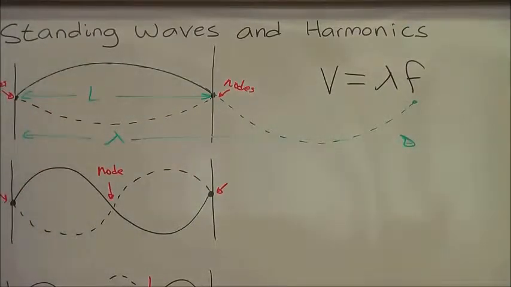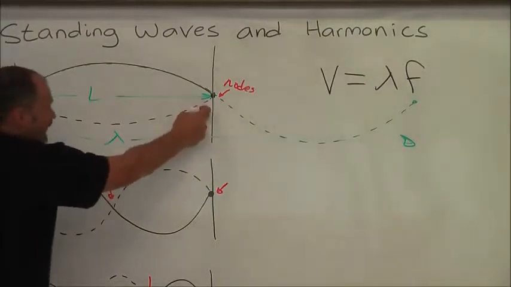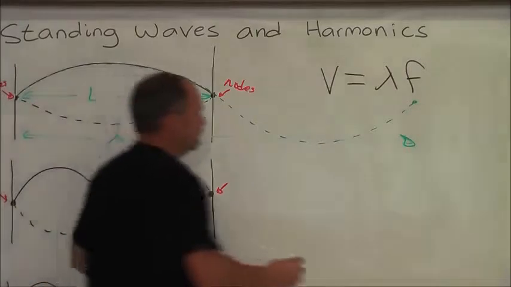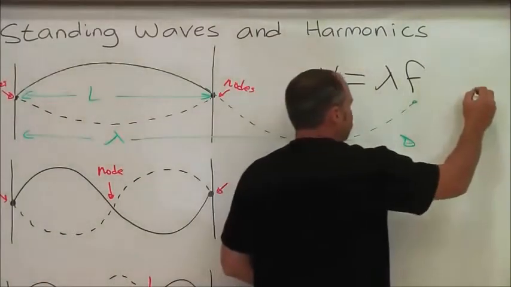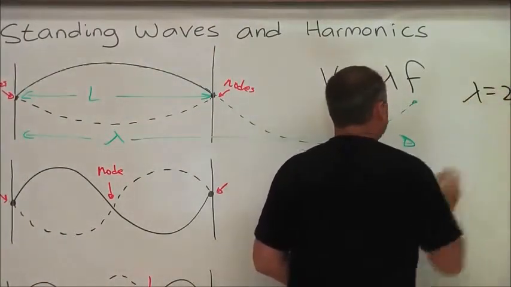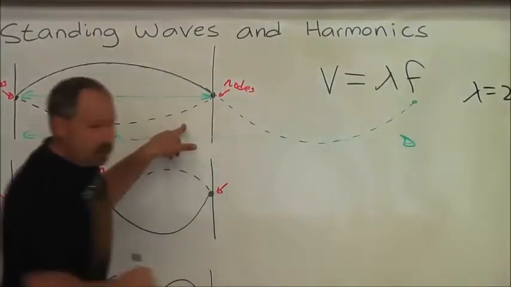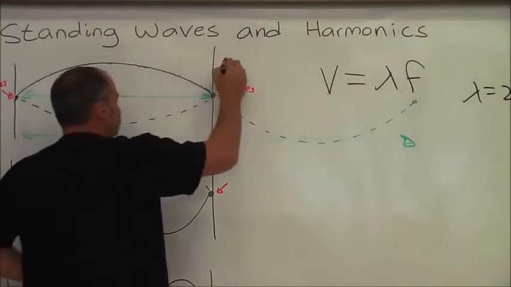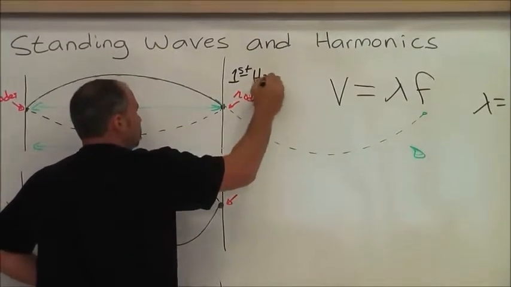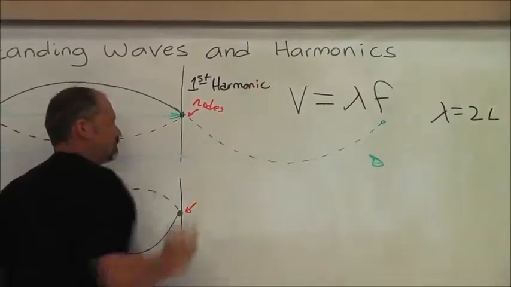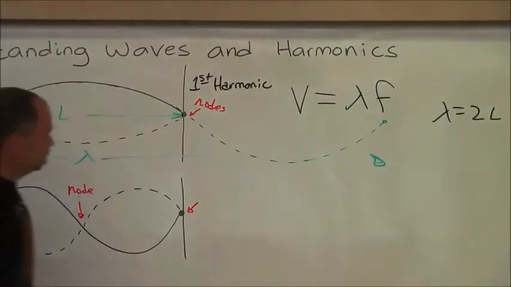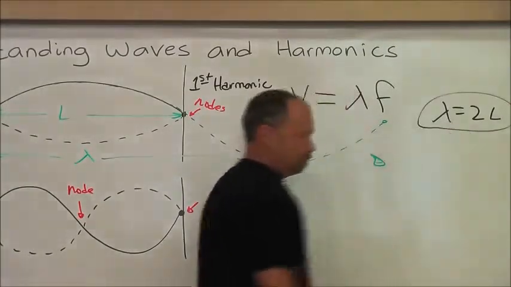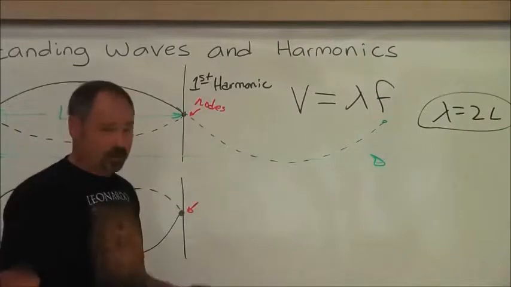Therefore, we can see that this is half a wavelength, and therefore a full wavelength, lambda, I'll put it here on the side, is equal to 2L. So for the first possibility here, which we'll call the first harmonic, it's also called the fundamental frequency. We know that the wavelength is equal to 2 times the length of the string for the first harmonic.